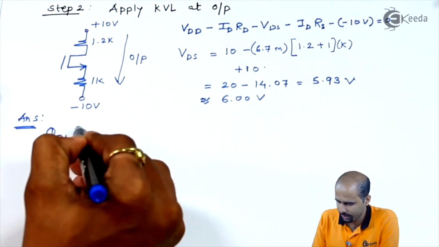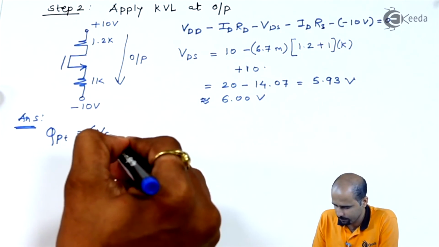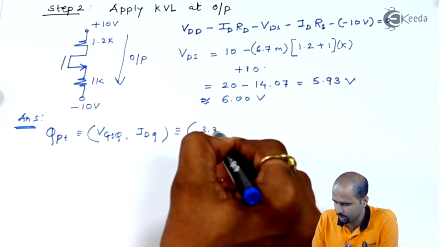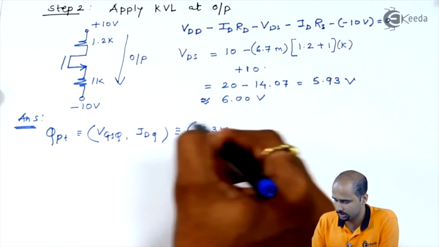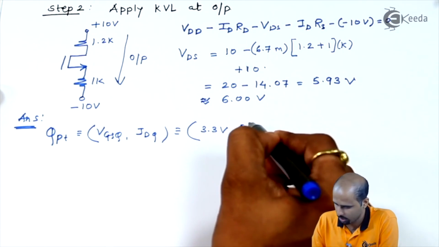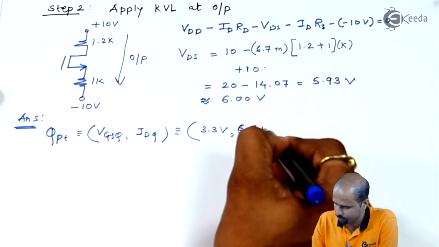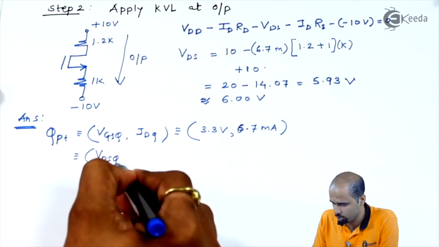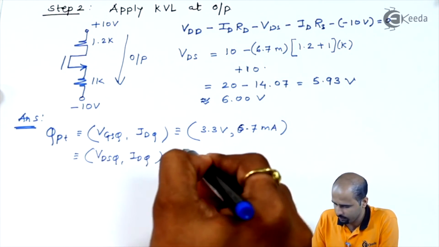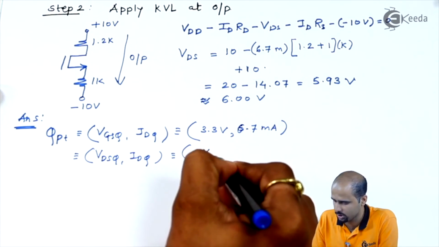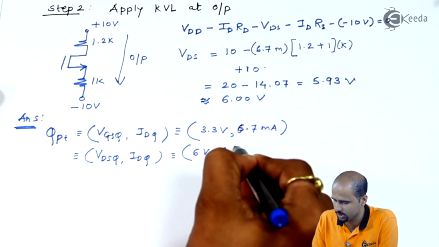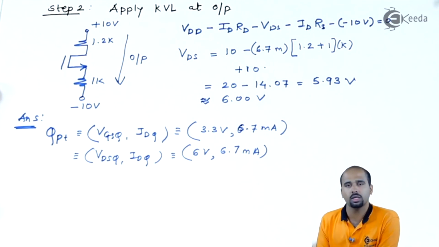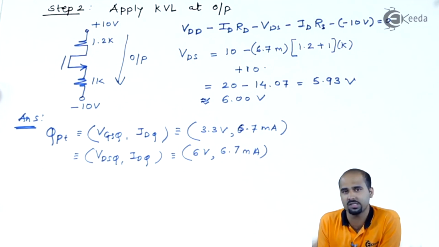So we will have the final answer. The answer will become: first Q point, that is VGSQ comma IDQ, that is nothing but 3.3 volts comma IDQ is the value 6.7 milliampere, and the second Q point is VDSQ comma IDQ, and we will be getting the value VDSQ is 6 volts and IDQ is the same 6.7 milliampere. So this is how we deal with the finding of Q point with an enhancement type of MOSFET.